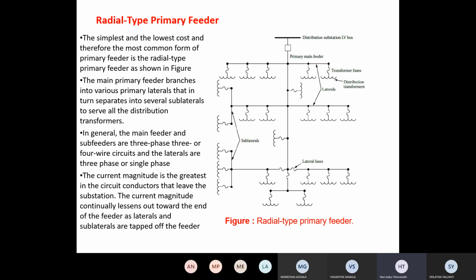Ten minutes ago, what were the advantages of the radial distribution system? Simple and economical, low initial cost.